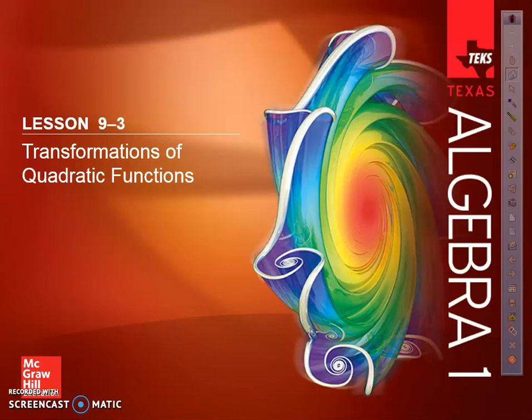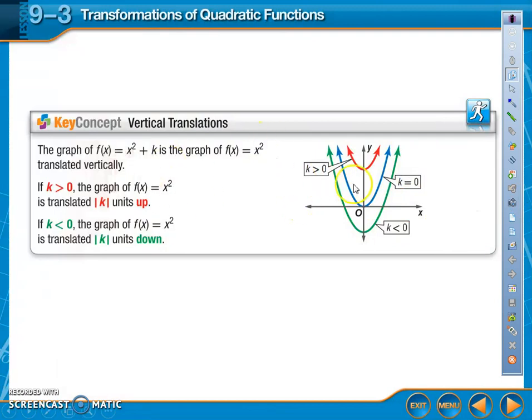Let's jump in. 9-3 transformations. Basically, guys, what we're looking at is we're starting with parabolas, a normal parabola, and we're seeing how it changes in position based on the formula. A lot of the stuff we've been doing is graphing. This is why it moves. What makes it move?